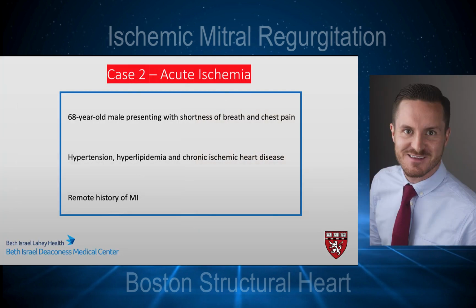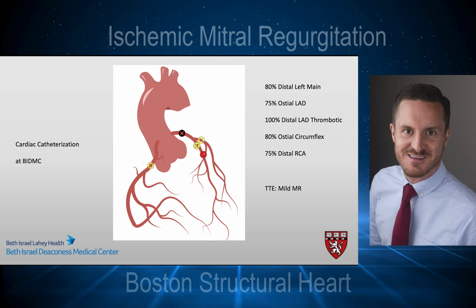Moving on to case number 2. This is a case of acute ischemia in the operating room. This is a 68-year-old male with shortness of breath and chest pain on exertion. He had a background history of known ischemic heart disease along with hypertension and hyperlipidemia. He proceeded to have a coronary angiogram to investigate his symptoms and was found to have severe 3-vessel disease.